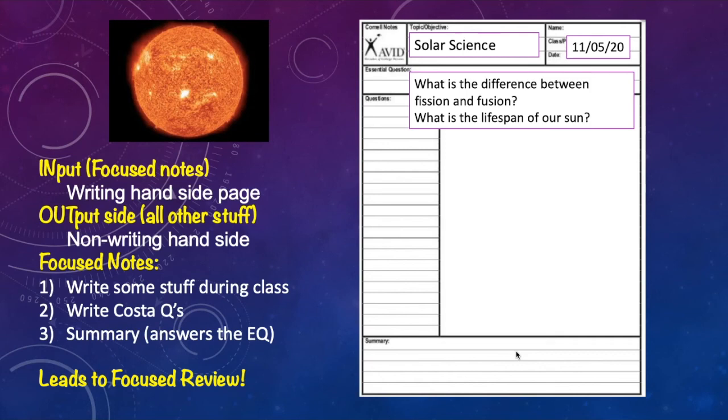If you'd like to please set up your focus note page, the essential questions we are focusing on today are: what is the difference between fission and fusion? And what is the lifespan of our sun? So we're going to learn a lot more specific of the science and kind of chemistry that's going on in the sun as the center part of our solar system.